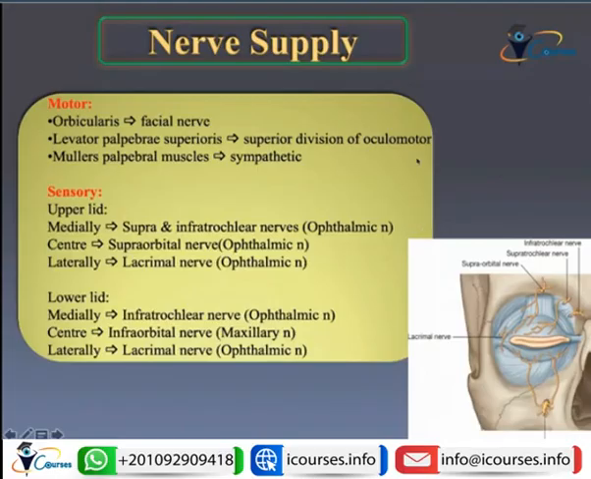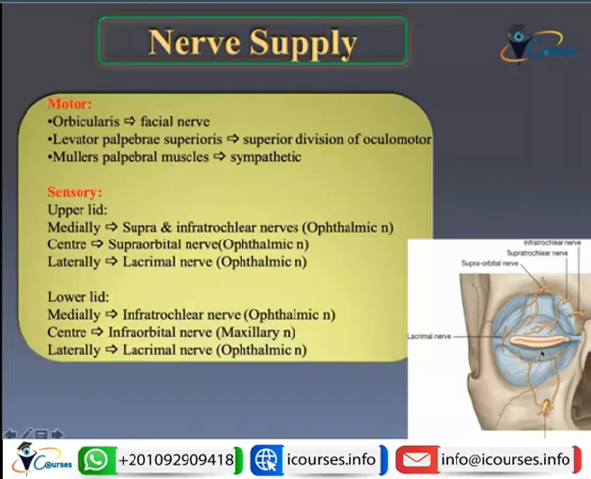So finally, the nerve supply of the eyelid can be either motor or sensory. The motor nerve supply to the orbicularis oculi is by the facial nerve, as we said earlier. The levator palpebrae superioris will be supplied by the superior division of the oculomotor nerve, and the Muller muscle and the inferior tarsal muscle will be sympathetically innervated.